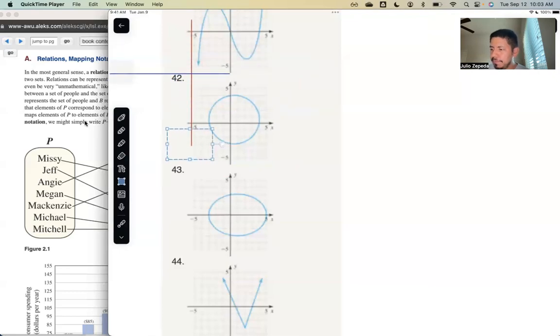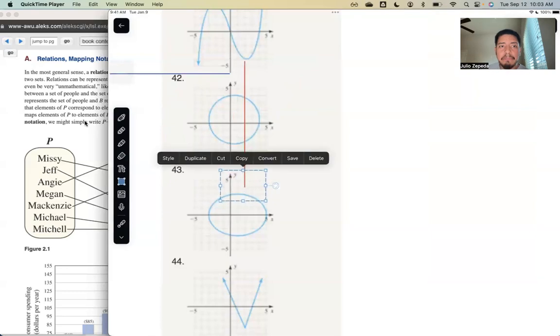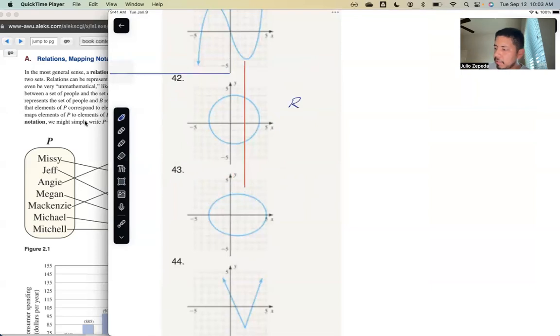And number 42. Is this a function? We run the vertical line. If it is a function, the vertical line should cross at most 1 time. So this is just a relation. We'll say the relation is not a function.